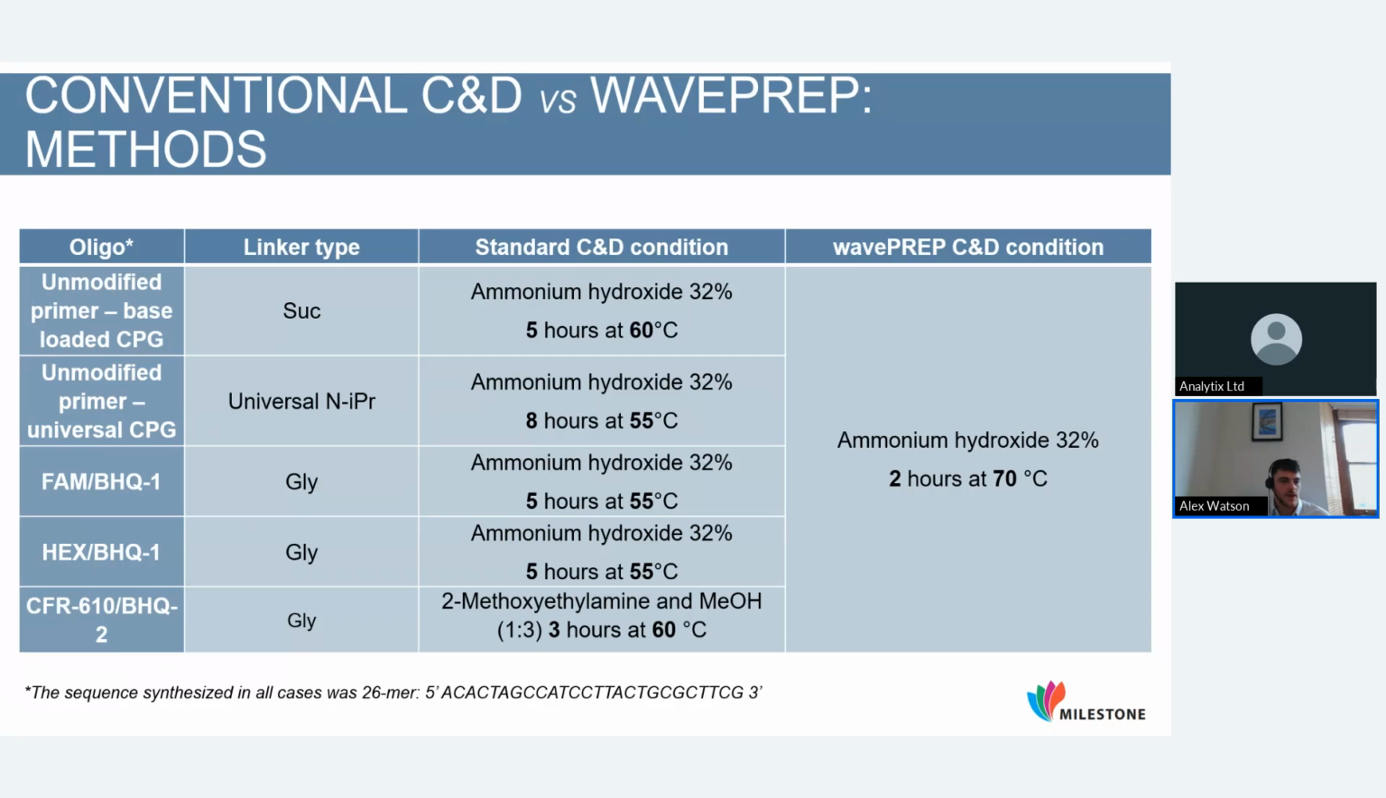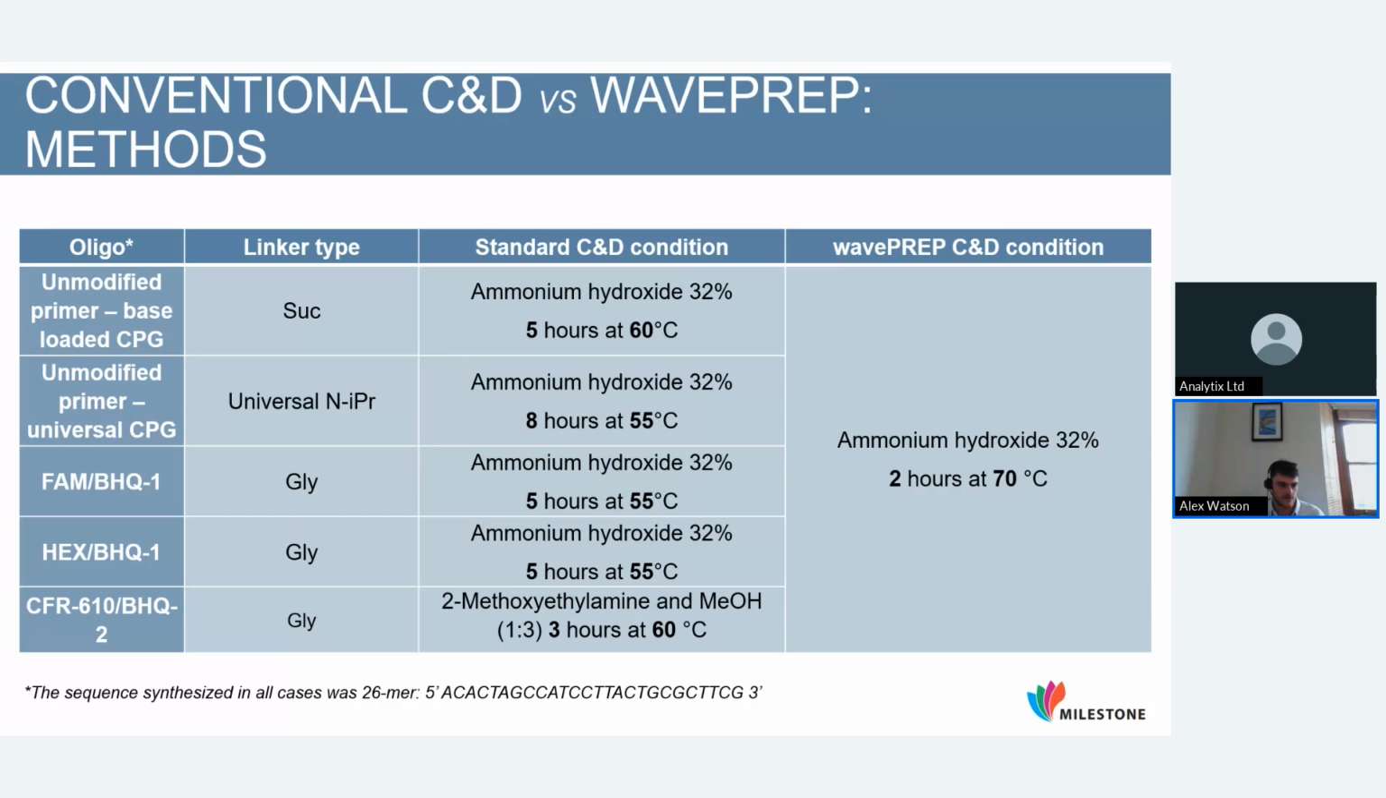So let's look at the different methods that we're going to be using. If we focus on the first two here, for all of these, we're using the same identical 26-mer, so the same sequence of 26 nucleotides. In the first case, we're changing the linker type, so the linker that's connecting the oligo to the solid support. Traditionally, LGC were using two different methods: ammonium hydroxide for 5 hours at 60 degrees, and for the universal linker, 8 hours at 55 degrees. In WavePrep, we're going to be doing all of these methods at the same conditions.